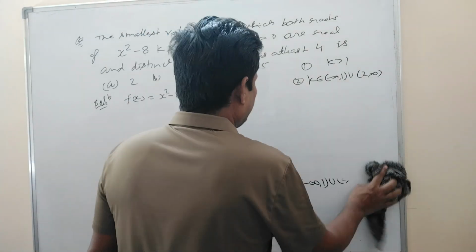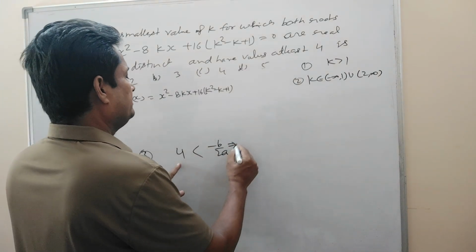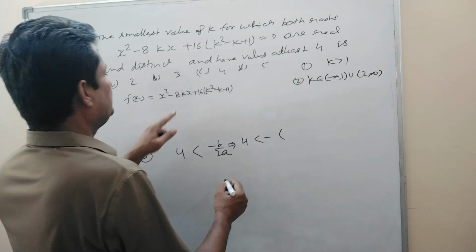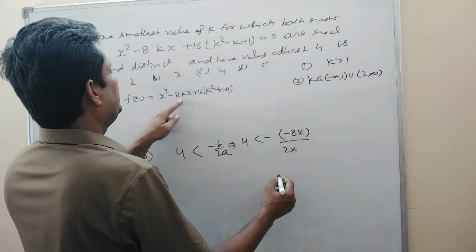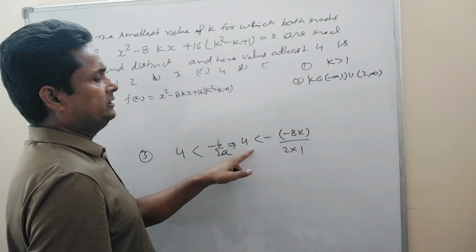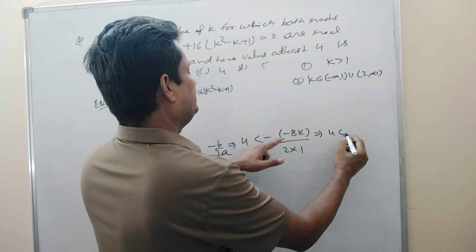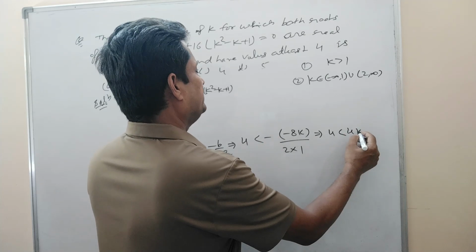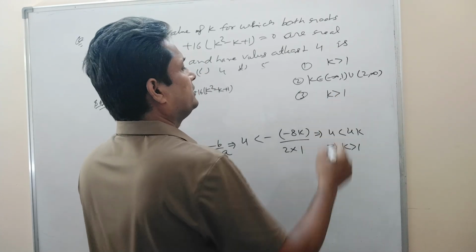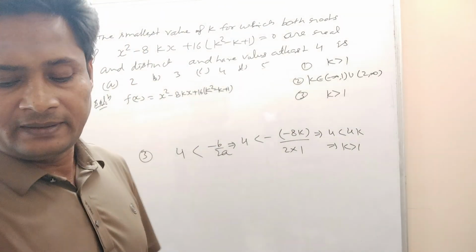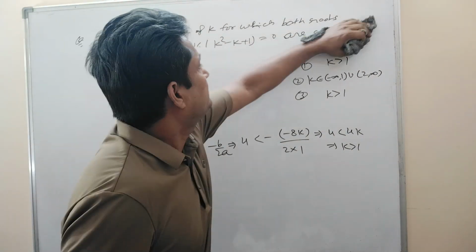Now solve the third case. Third case is 4 is less than minus b by 2a. B is minus 8k and divide by 2 into a, which is 1. So it is coming 4 is less than 4k. So k is greater than 1. So the third one is giving the answer k is greater than 1. Now take the intersection between all these three, and we will have our answer.